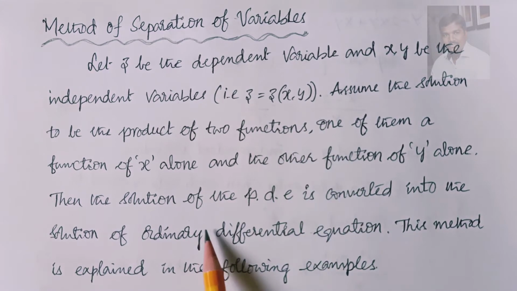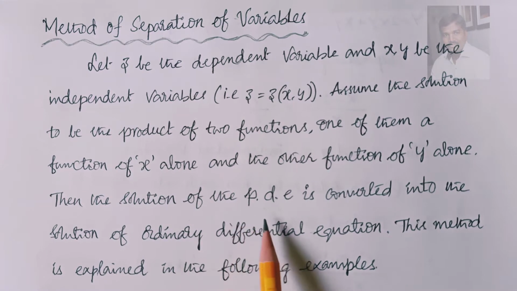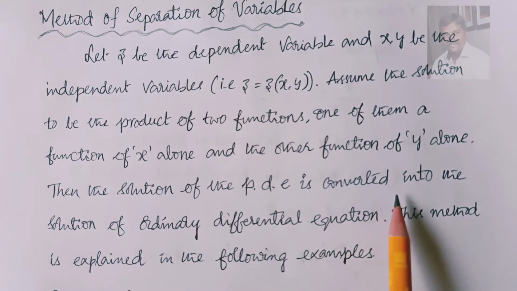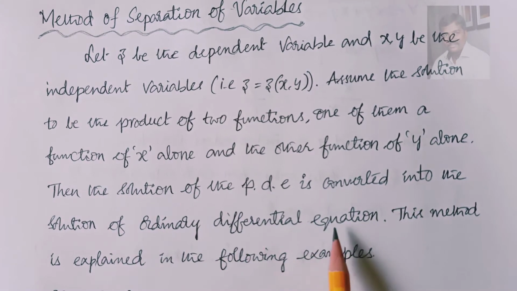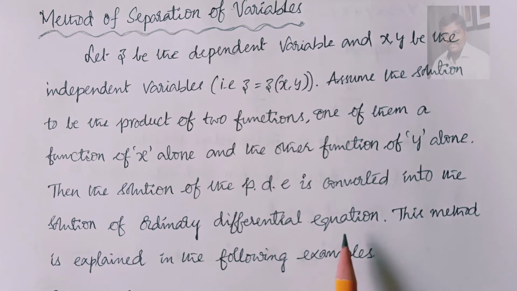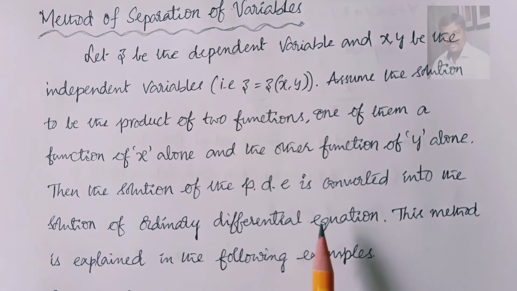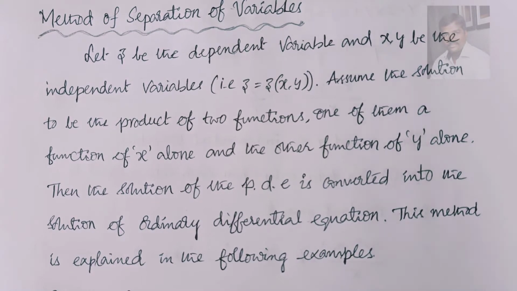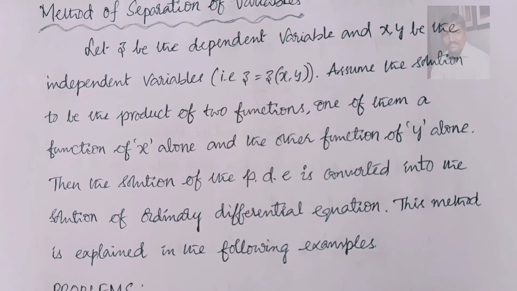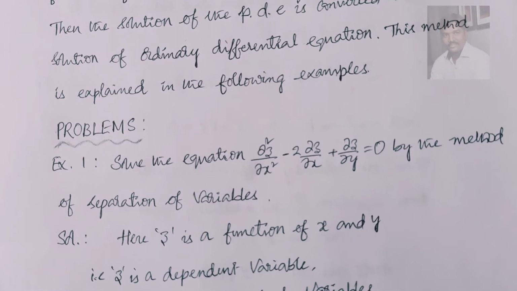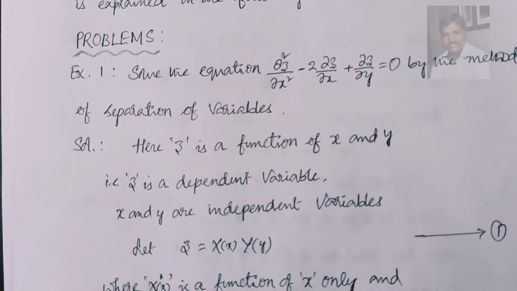Then the solution of the PDE is converted into the solution of an ordinary differential equation. Once the partial differential equation is converted into an ordinary differential equation, finding the solution is easy for us. This is what is known as the method of separation of variables. Now let us take a look at one example of how to apply this method.